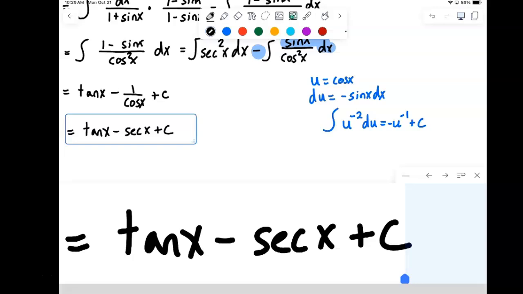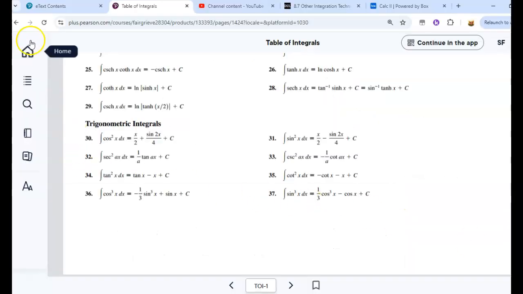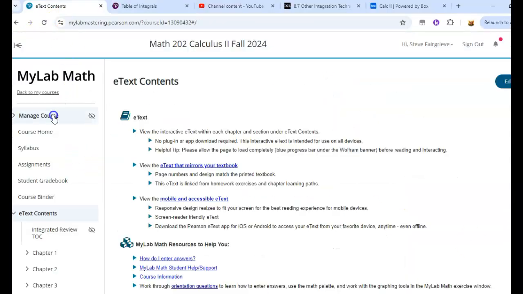However, I also want to look at this using a table of integrals. So we can introduce this idea of using integration tables. So I mentioned again how to get to this. You can go from your eText, click the very first link, view the eText that mirrors your textbook.